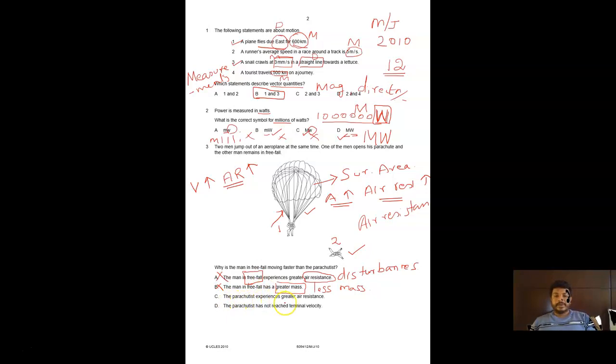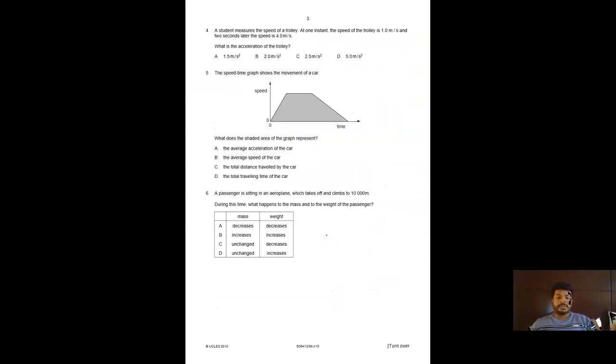The parachutist experiences greater air resistance. Yes, that's right. The parachutist has not reached terminal velocity; eventually he will reach terminal velocity. What is terminal velocity? When we discuss theory questions, then I will explain what terminal velocity is, dear students. Okay, now the second page, here it is the third page. So get ready. Now we are going to discuss questions 4, 5, 6.